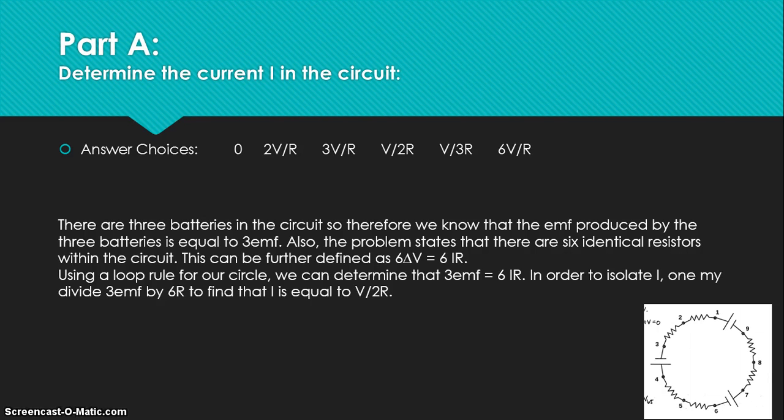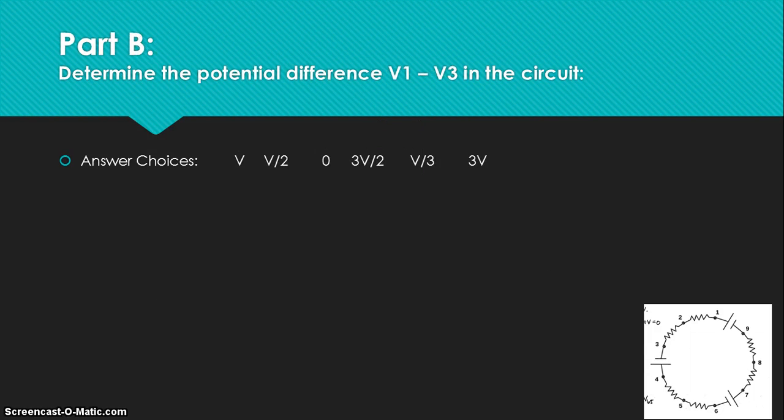So because we know that V is equal to IR, we know that the voltage across the 6 resistors is 6IR. In our loop rule, we can set the 3 EMF from the batteries equal to the 6IR from the 6 resistors. Then by isolating I in order to solve for the current, we find that I is equal to V over 2R. Answer choice D.